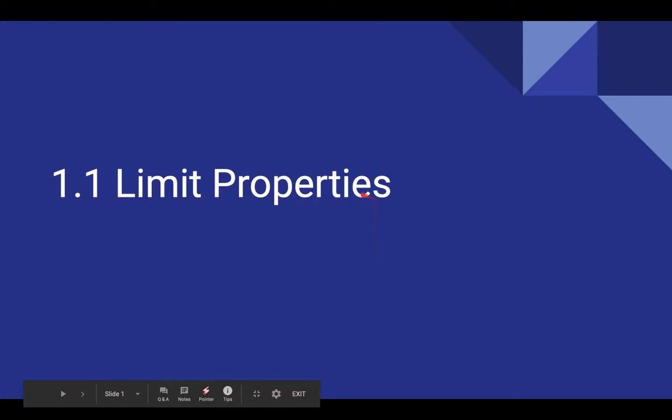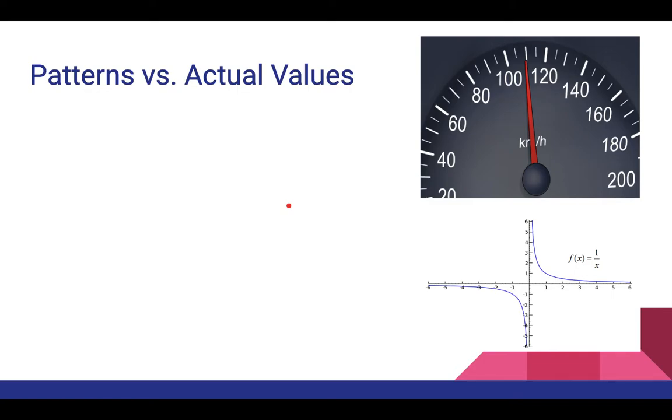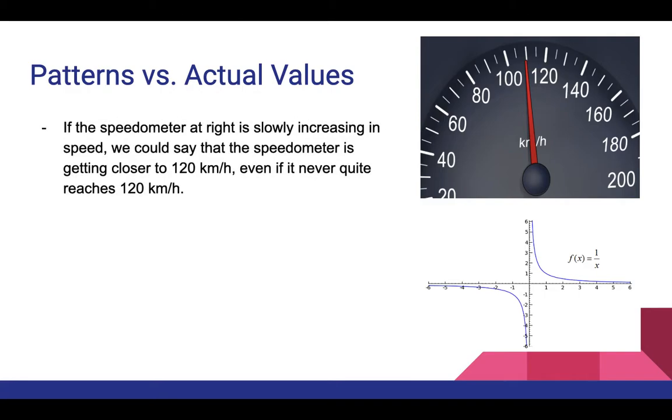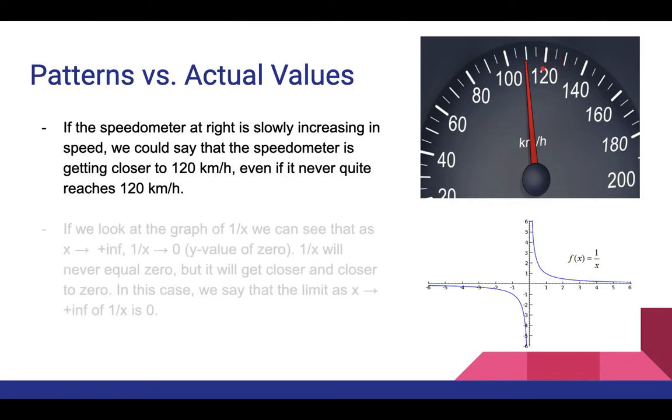At limits and limit properties, which was the focus of our inquiry activity yesterday. So we start by looking at the concept of patterns of a function versus actual values of the function. Let's say, for example, we're looking at the speedometer at right. It's slowly increasing in speed, and based on the pattern of the needle, we can say that our speedometer is going to get closer and closer to 120 kilometers per hour, even if it never exactly reaches 120 kilometers per hour.